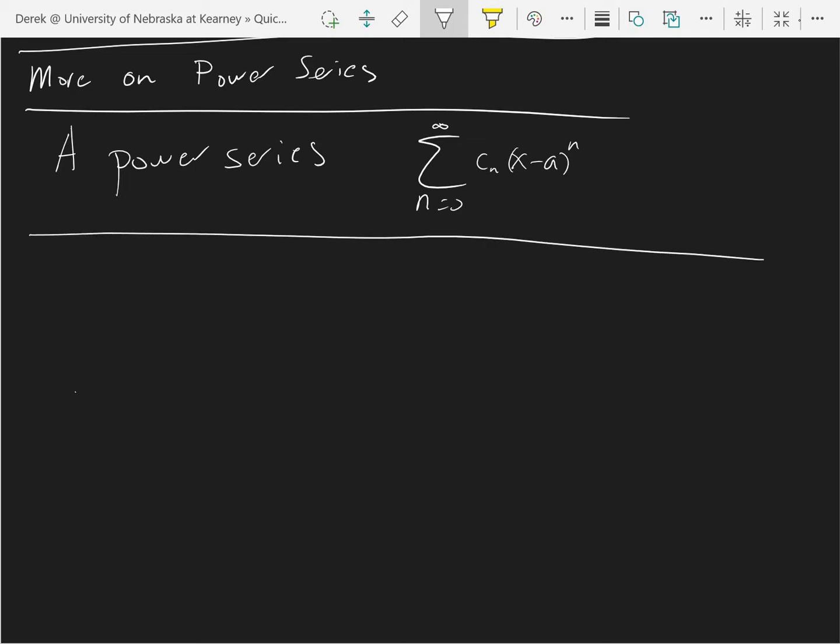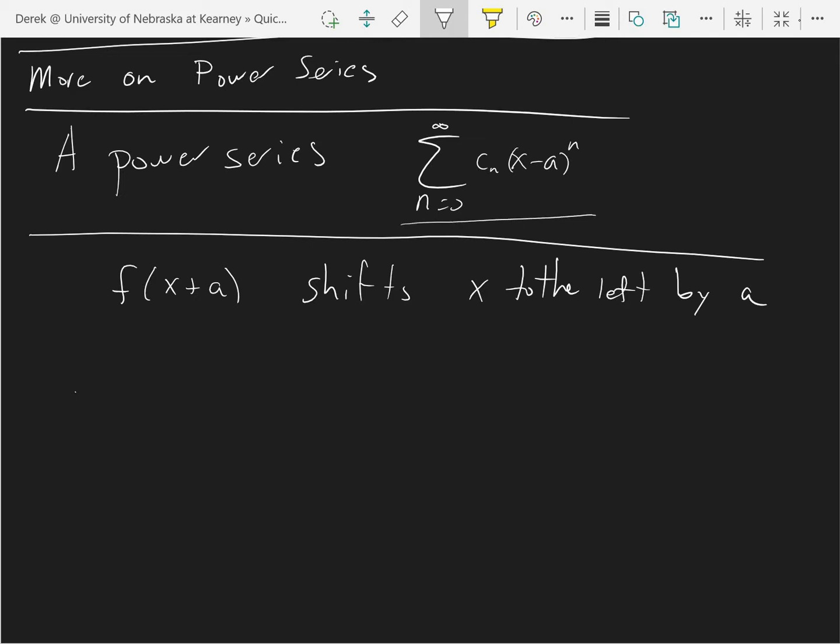So if you recall from your algebra class, f of x plus a shifts x to the left by a, right? So if I had a graph of f of x and I wanted to graph f of x plus a, it just shifts it to the left by a. This shifts, subtraction by a, shifts it to the right by a.